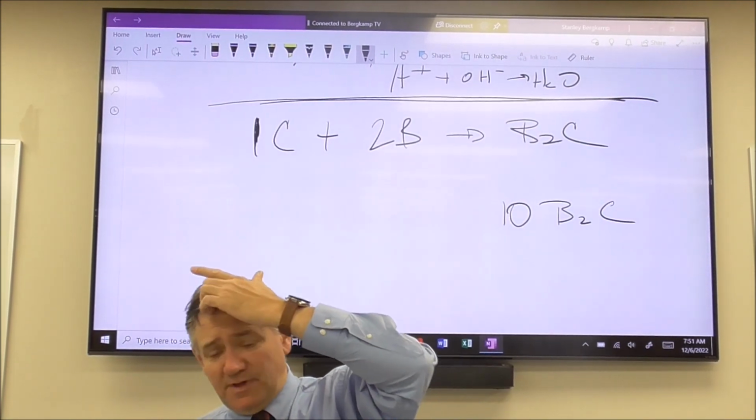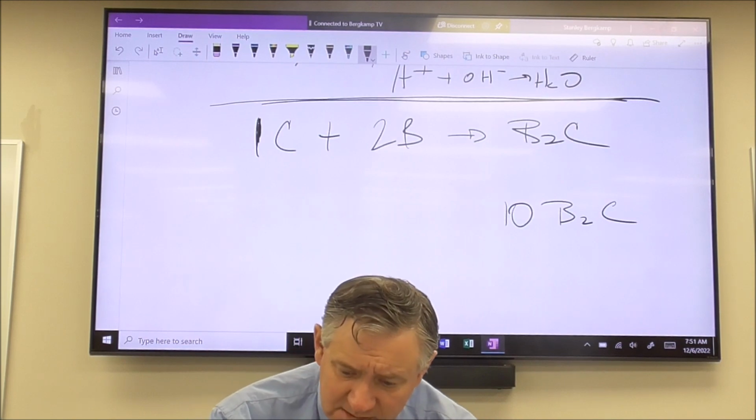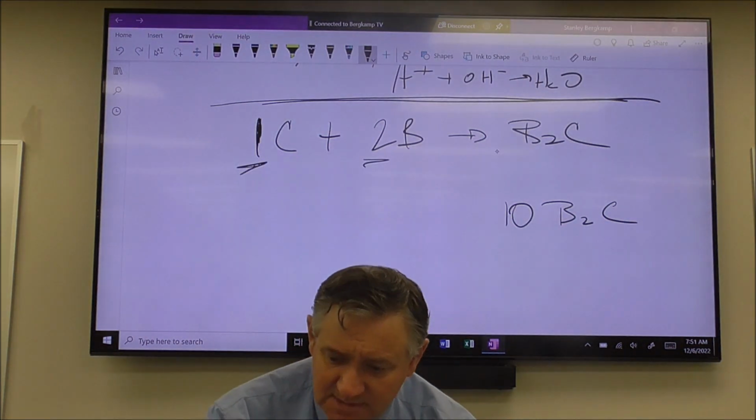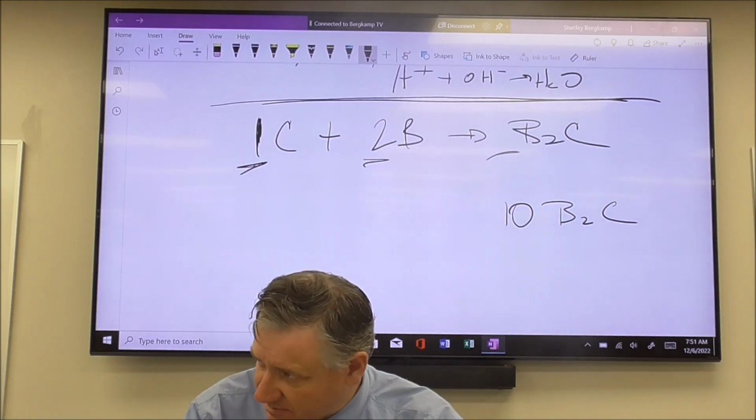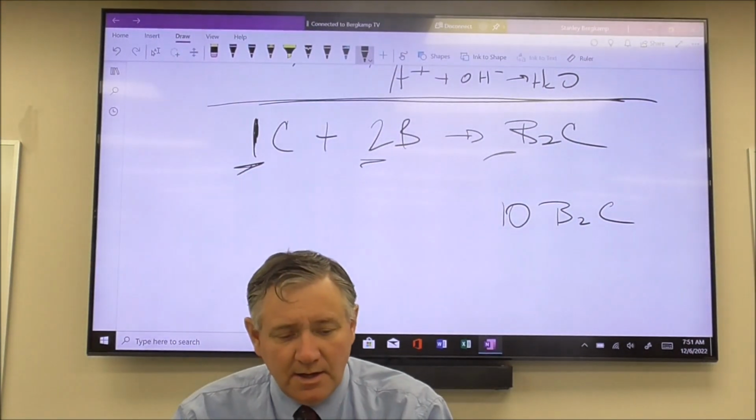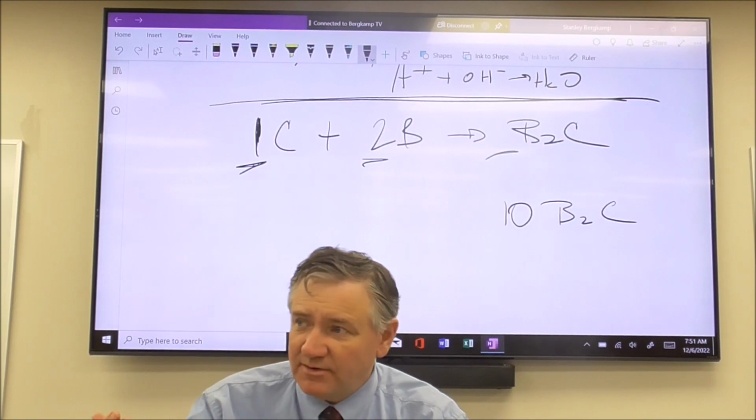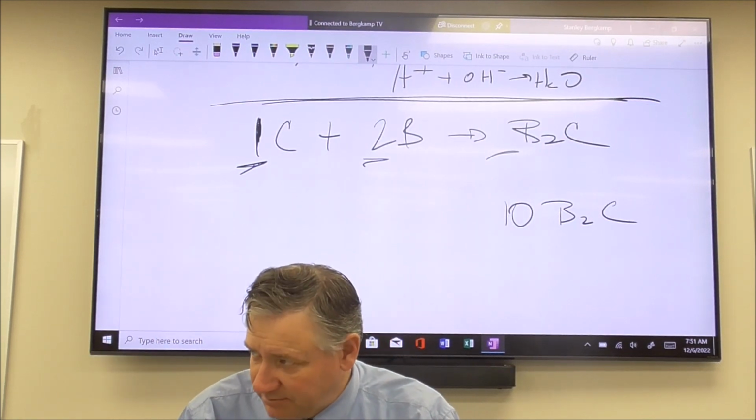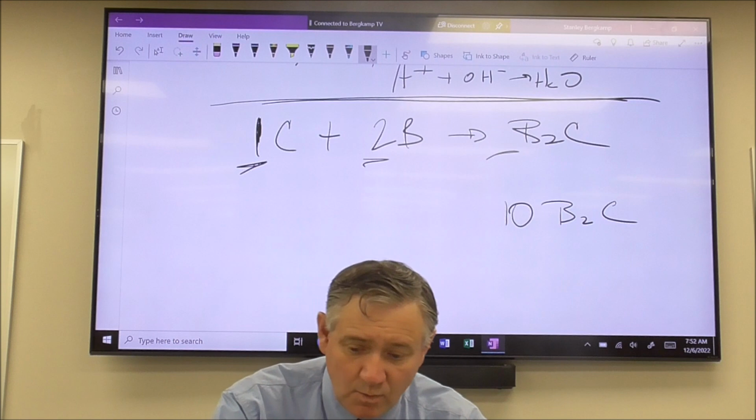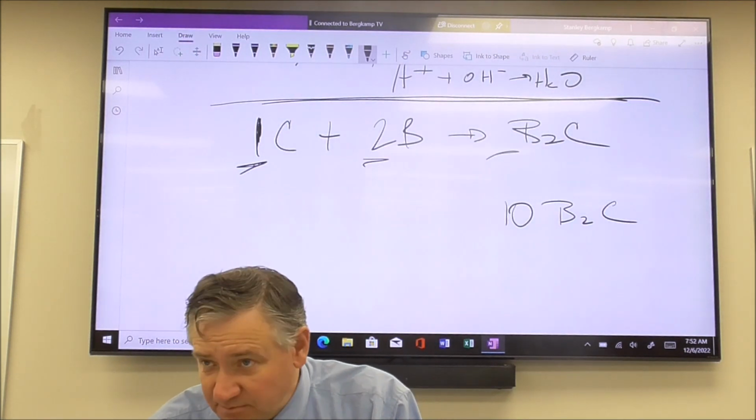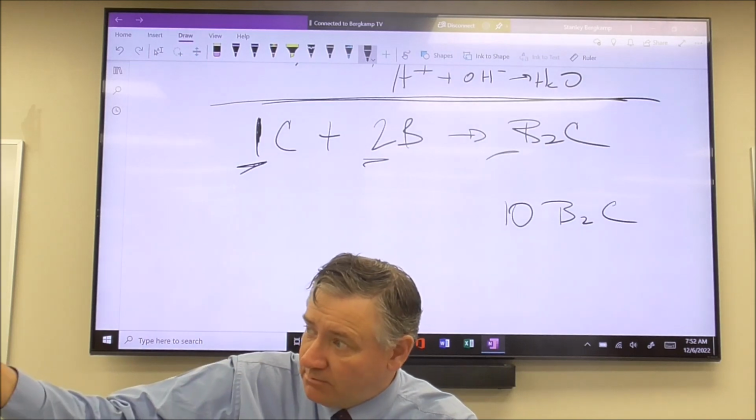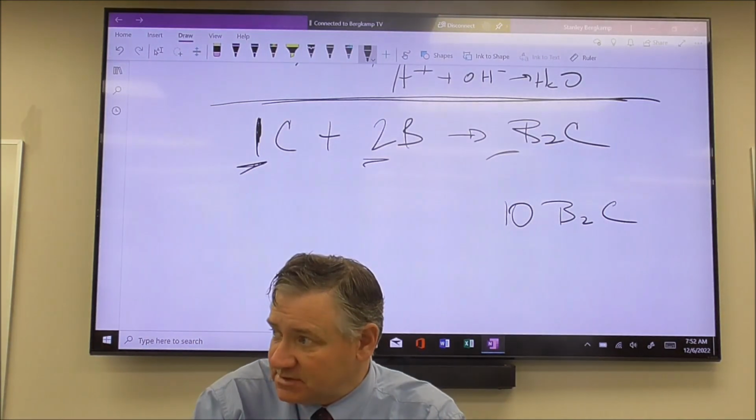Here's the simple thing. The coefficients in this situation represent slices of cheese or slices of bread. In a chemical reaction, those coefficients are going to represent moles. That's it. So this would be 1 mole of cheese, which is going to react with 2 moles of bread, which is going to make us 1 mole of sandwiches.